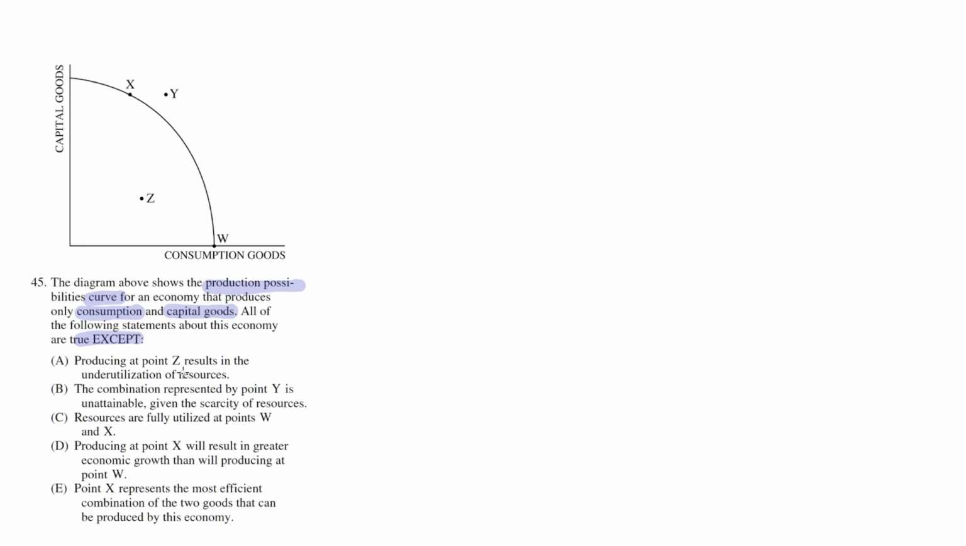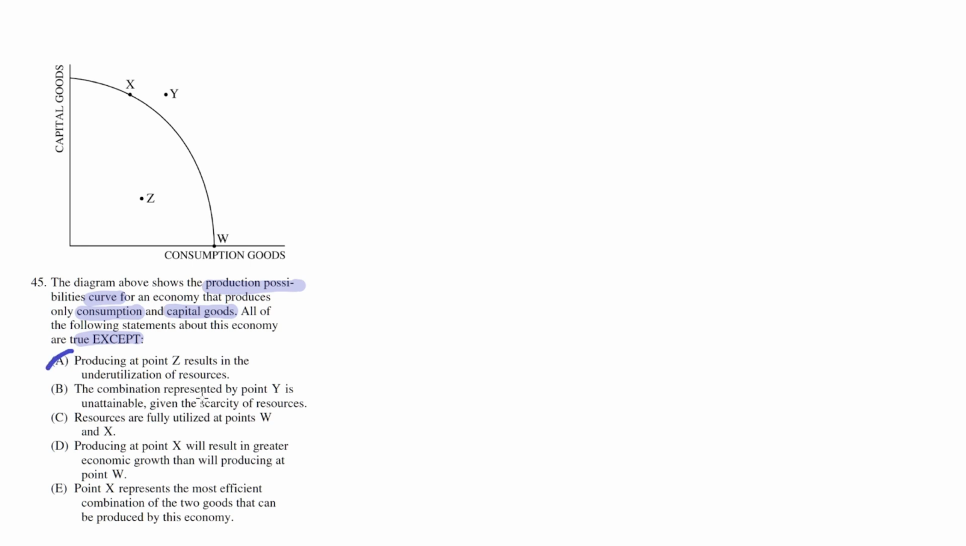A. Producing at point Z results in the underutilization of resources. This is correct because point Z is below or within the curve, meaning that the most efficient use of resources is along this curve. Any point within it is not efficient or not using all the resources available, and because point Z is within this curve, then it is not using all of the resources. So A is true, so we can eliminate A.